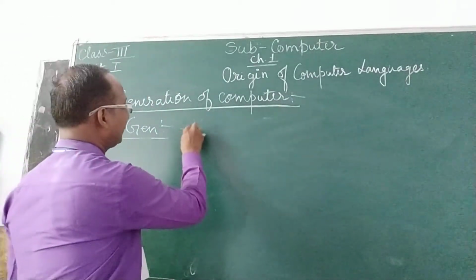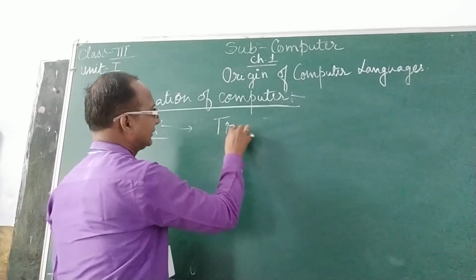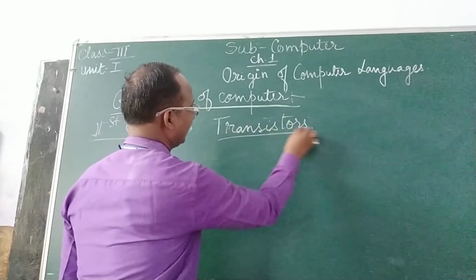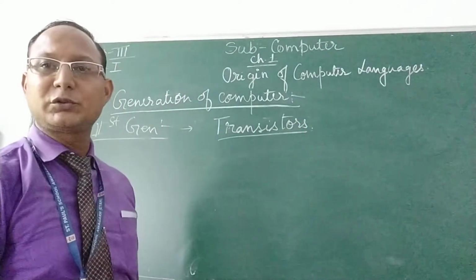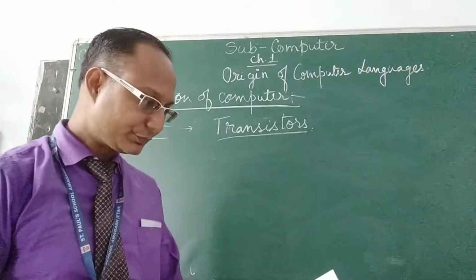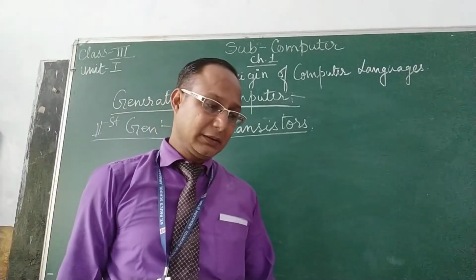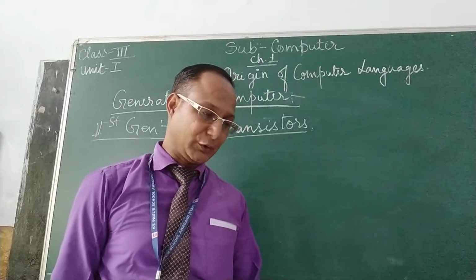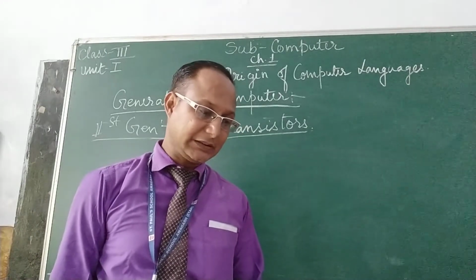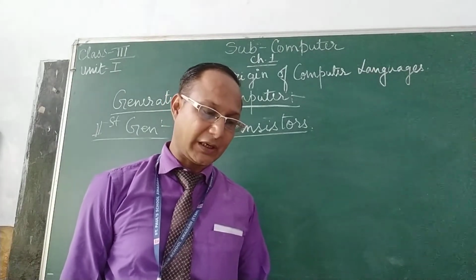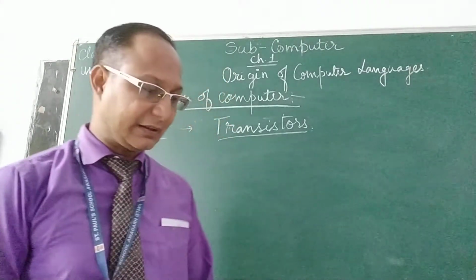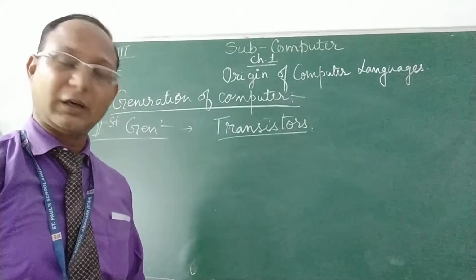In second generation computers, the technology used was transistors. What is the name of the technology used in the second generation? It is transistors. In the second generation computer, transistors replaced vacuum tubes. The second generation computers became smaller, faster, cheaper, more efficient and more reliable than first generation computers. However, these computers still relied on punch card inputs and printouts for outputs.